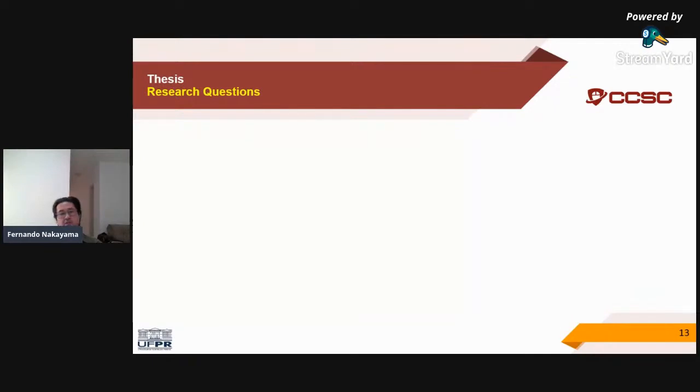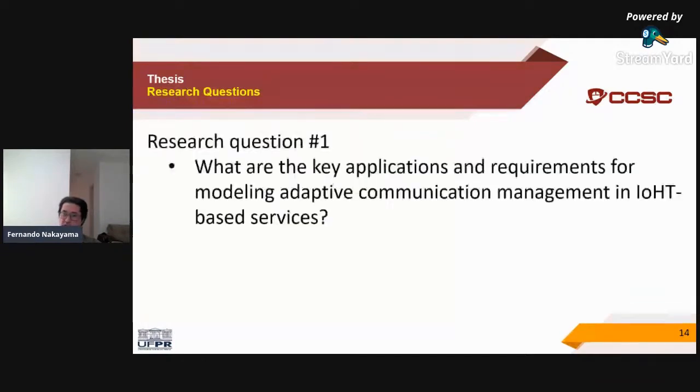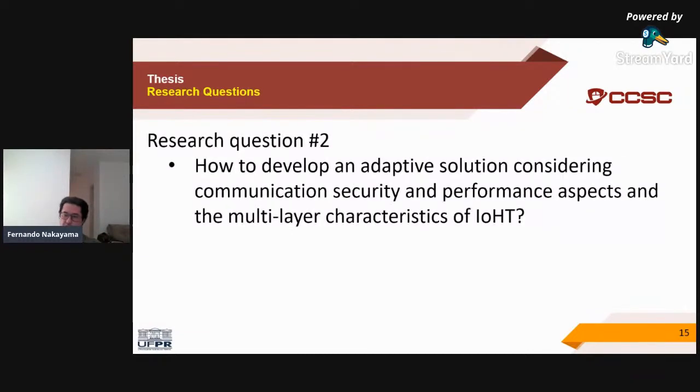In order to support the thesis, we formulated 2 research questions. Each of the questions investigates a particular aspect, such as requirements, designs, and evaluation of a potential adaptive resilience model that suits IOHT. So our first research question is, what are the key applications and requirements for modeling adaptive communication management in IOHT-based services? And our second research question is how to develop an adaptive solution considering communication security and performance aspects and the multi-layer characteristics of IOHT.